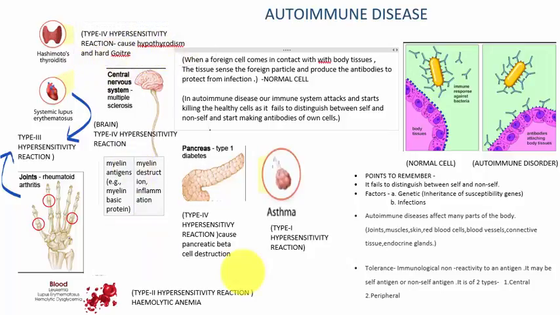So this is all about a brief introduction of autoimmune disease: how they kill the cell, how they fail to distinguish between self and non-self, what the factors are, what organs they affect, then tolerance, then the diseases they cause. It is a very brief introduction. We will discuss all the details of the autoimmune disease mechanism, tolerance, positive and negative selection, and the central and peripheral tolerance in the next class.